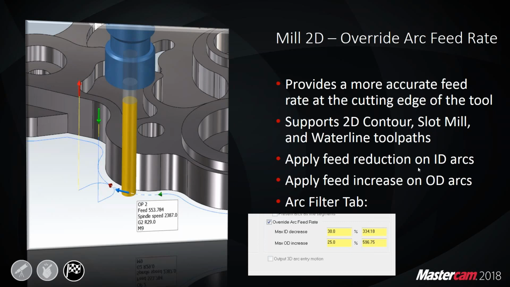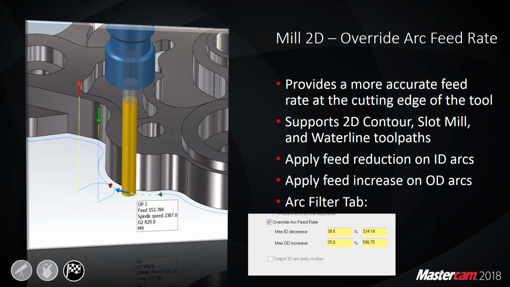So let's get into some more 2D toolpaths here. We've now added an option on the toolpath filter page, or the arc filter page, that's near the bottom of the left-hand side of any mill toolpath. A lot of people use that now to shorten up code or adjust certain parameters like that.